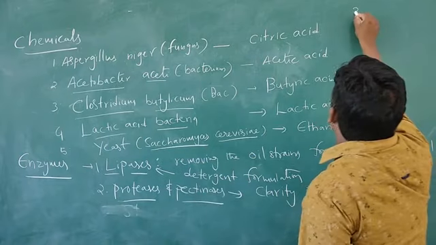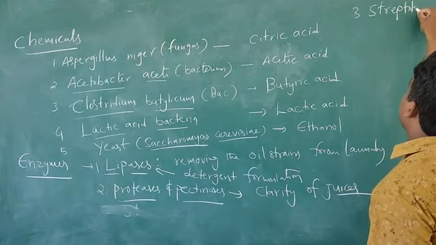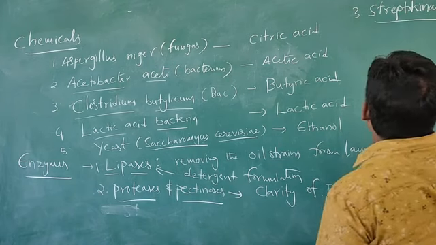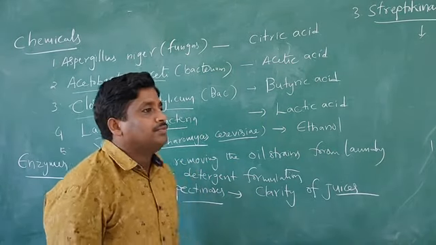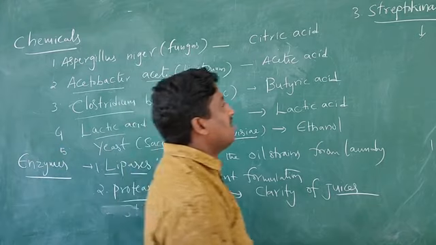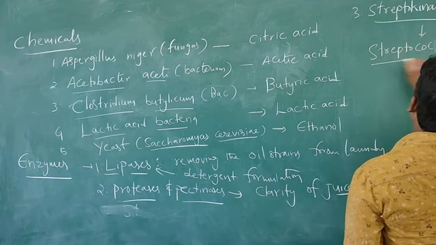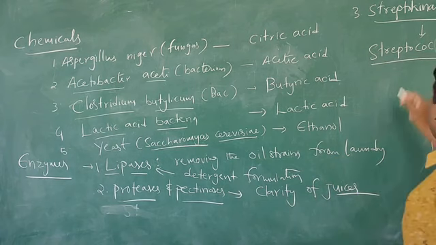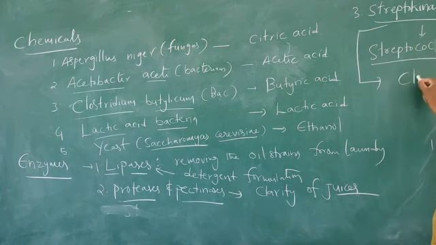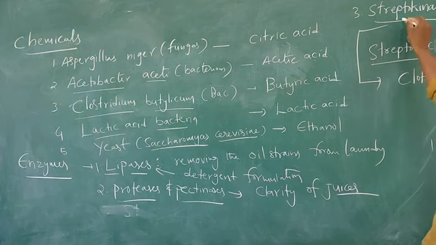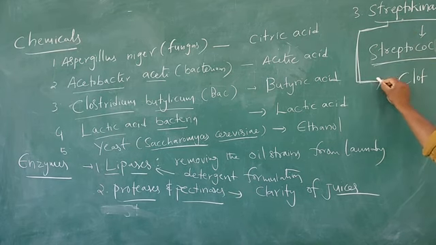The third one, streptokinase. Actually this streptokinase enzyme comes from the Streptococcus bacteria. This streptokinase may be used as a clot buster. What is meant by clot buster? This enzyme comes from the Streptococcus bacteria. What is this streptokinase enzyme mainly used for?